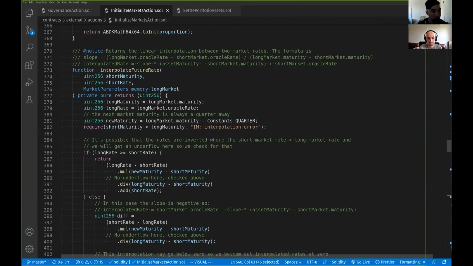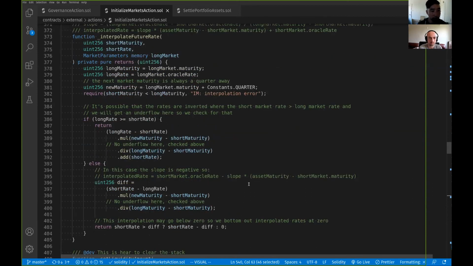So we'll just look at interpolate future rate. Then the 6-month rate works pretty similar to this. Won't dive into all the nitty gritty here, but essentially we're doing a linear interpolation here to get the interest rate based on where it sits on this line.